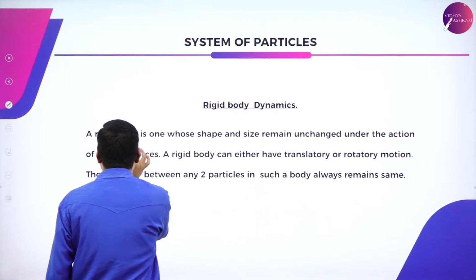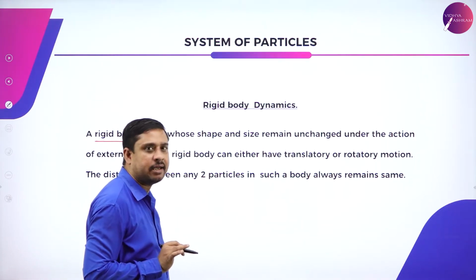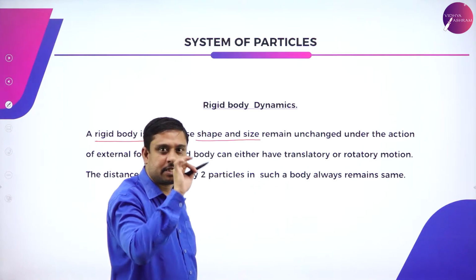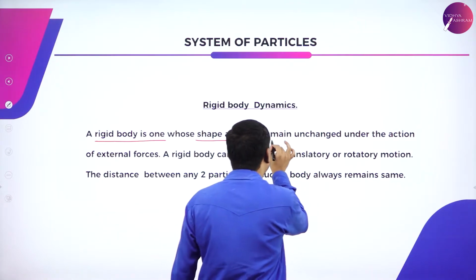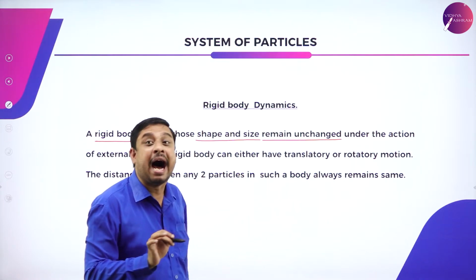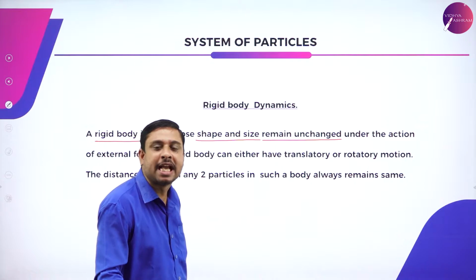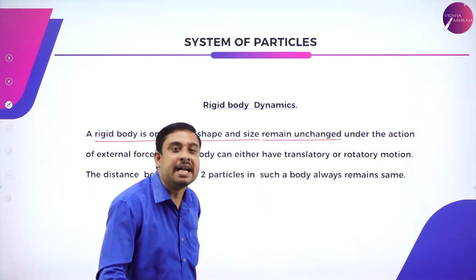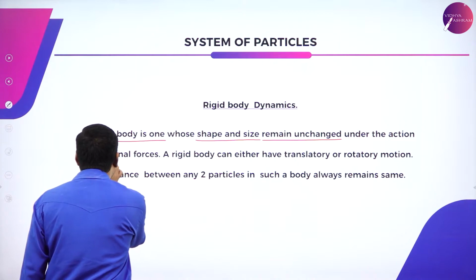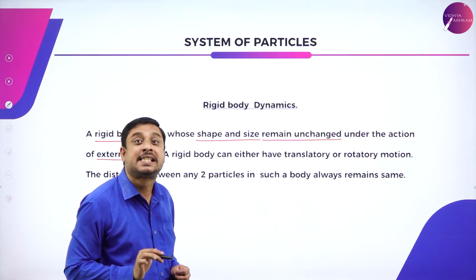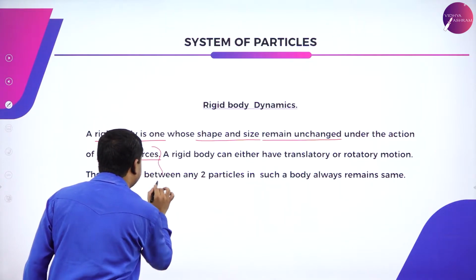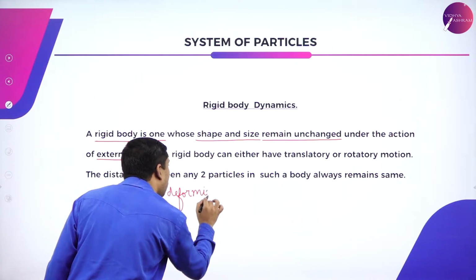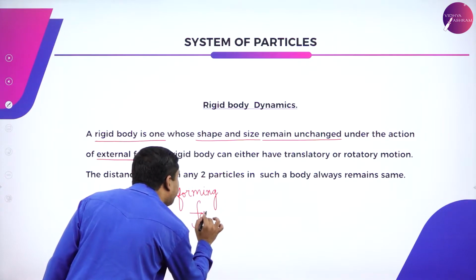We say a rigid body is one whose shape and size remains unchanged. Shape as well as size remains unchanged under the action of external forces, and these external forces are also called deforming forces.